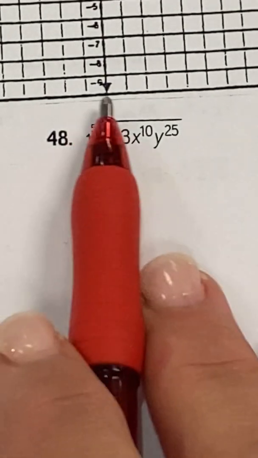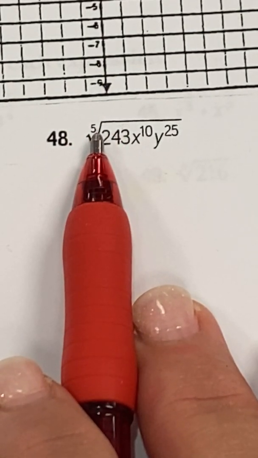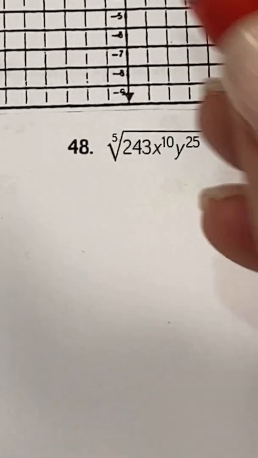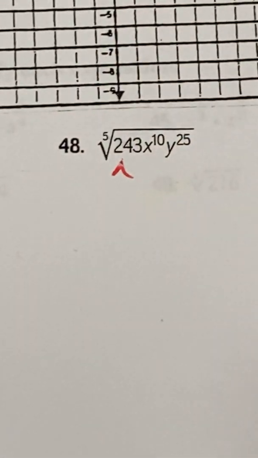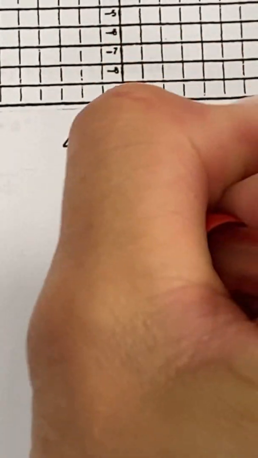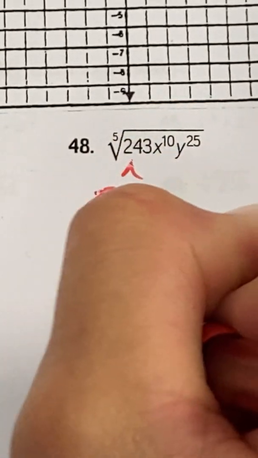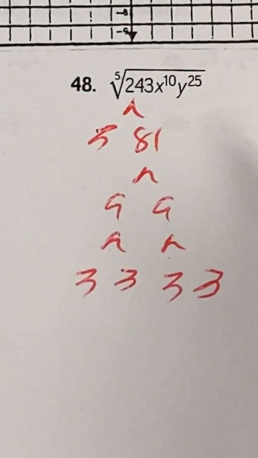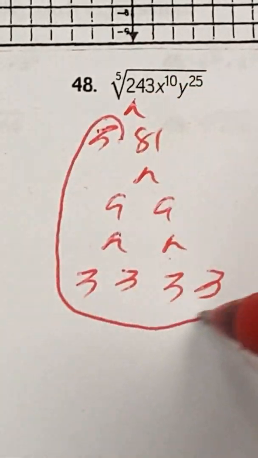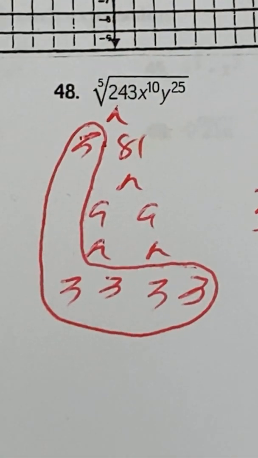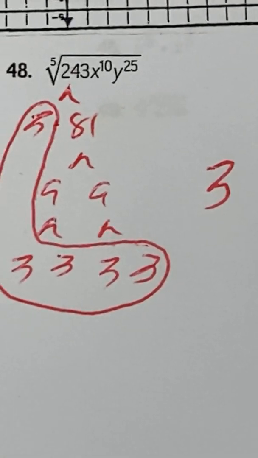Number 48, this is a 5th root, so we have to look for groups of 5 like factors. This one actually has a value, so I'm going to have to break it down. So 243, let's see, 243 divided by 3 is 81. 81 is what, 9 and 9? How many 3s do I have? 1, 2, 3, 4, 5. Correct? So I pull that to the outside, that's 3. Are there any left over? Nope.